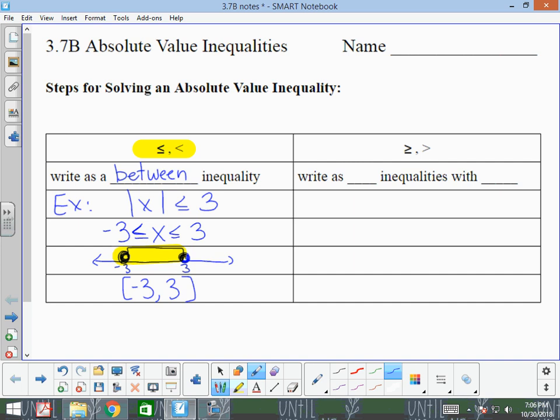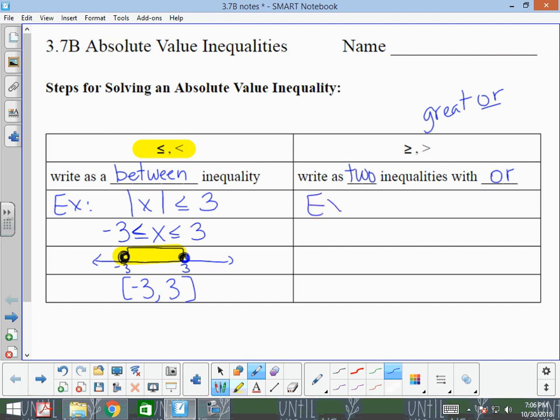Now the other type of absolute value inequality deals with greater than or equal to, or greater than. On this one, we're going to write it as two inequalities with the word or. So I always think, great-or. Greater, great-or, that helps me to remember that these are going to be ors.